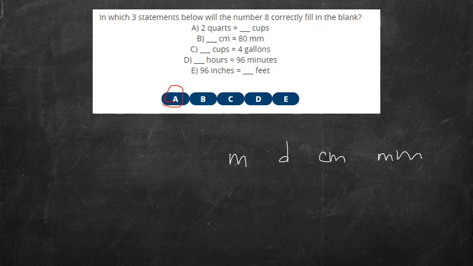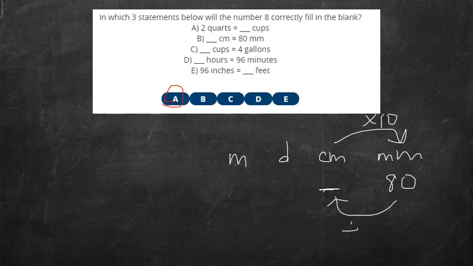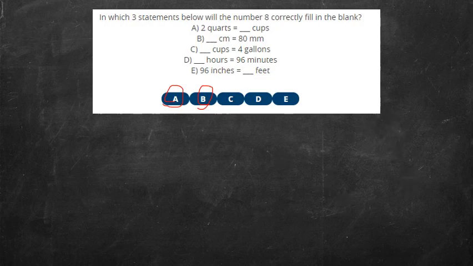So I know that I have blank centimeters here, and I have 80 millimeters here. So if I go from here to here, I know that I'm multiplying by 10. So in order to go from here to here, I'm going to divide by 10. So if I divide 80 by 10, I would definitely get 8. So B would be a true statement. All right, so let's erase some of this again. And we're going to move on to C.